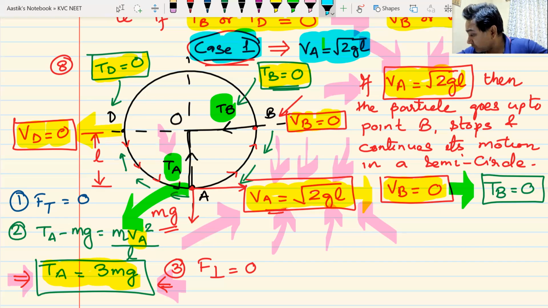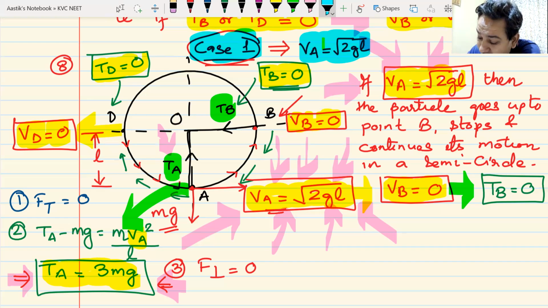I'll give you time to note this down. Please note this down, everyone. This is case number 1. Case number 1, velocity at point A, speed at point A is exactly equal to root 2GL. Once we note this down, we'll begin our class with the next point.